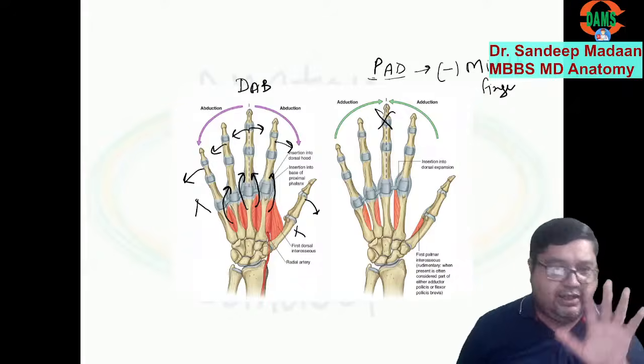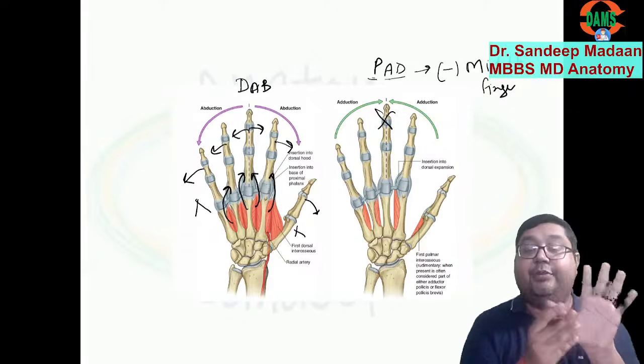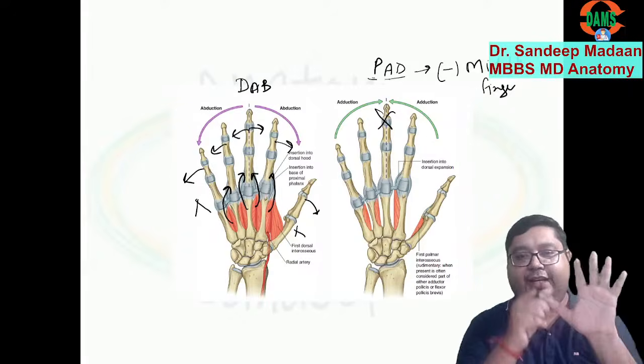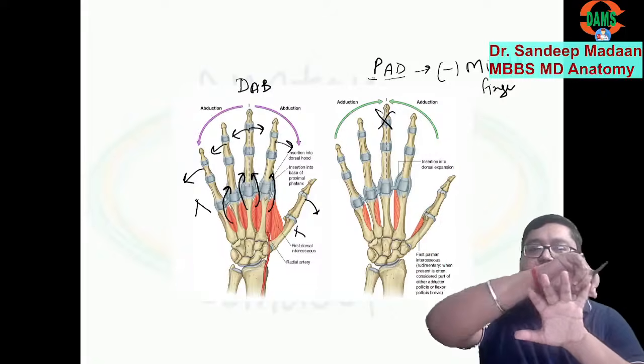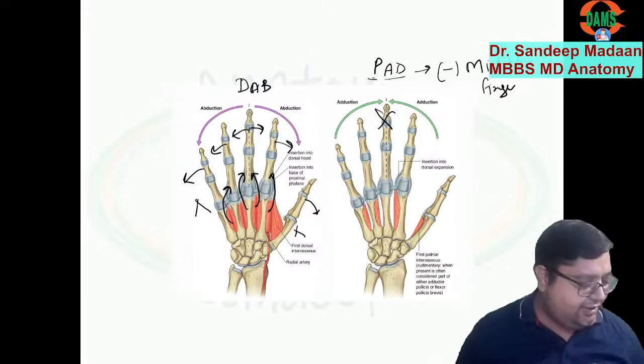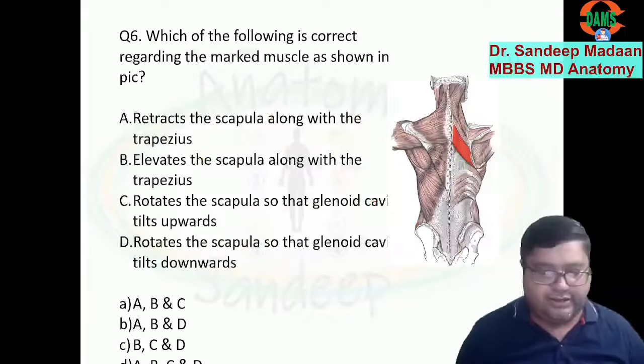And why are these two fingers devoid? Because they have their own abductors: abductor pollicis brevis and abductor digiti minimi. They don't even need this. Is that all clear? Yes? Very good, beta. Let's move on.